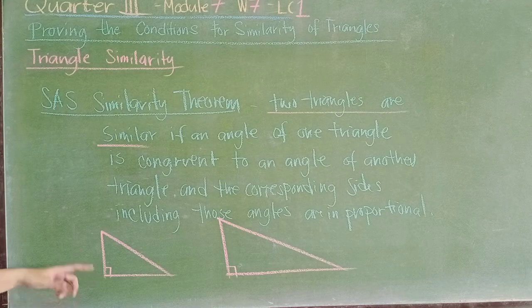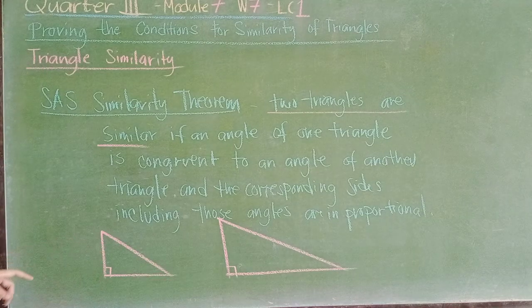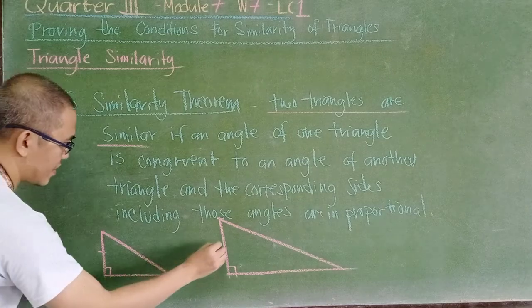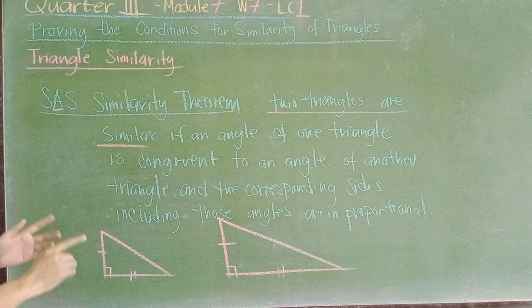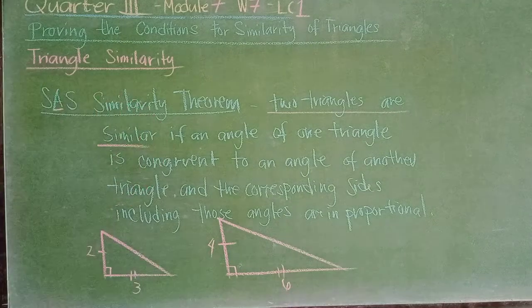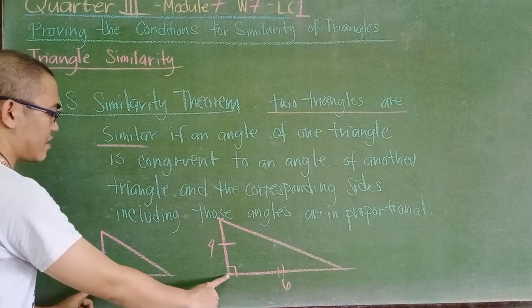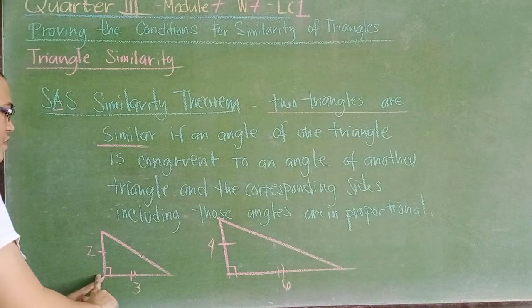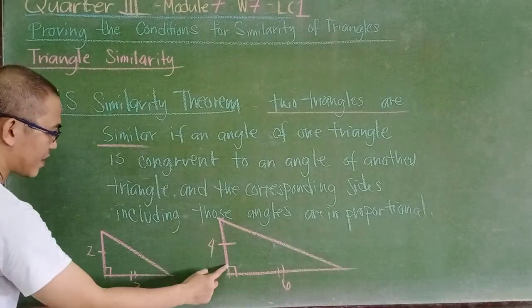So let's say, obviously, these two are parehas na 90 degrees. So meron na tayong A. Ang sabi niya, kapag congruent yung dalawang angle natin, tapos yung mga side, let's say, this side and this side ay proportional. Hindi congruent, proportional lang. Halimbawa, this is 2, this is 3, this is 4, this is 6. So, pag meron kang isang angle na parehas yung sukat, isang angle dito sa first triangle, isang angle dito sa second triangle, and then yung mga corresponding sides ay proportional.